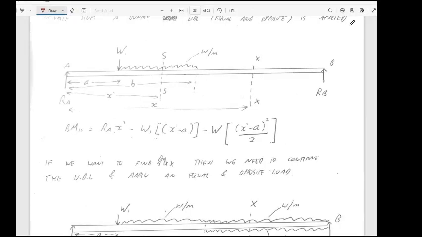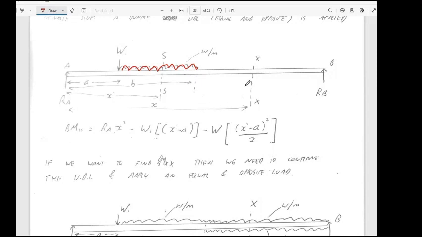Okay, so here's our scenario. We've got a beam. We've got some loading on the beam. We've got a point load there. We've also got a UDL which doesn't run all the way to the end of the beam. It starts at this position here and it goes to that position there, and it stops. So how would we deal with that?